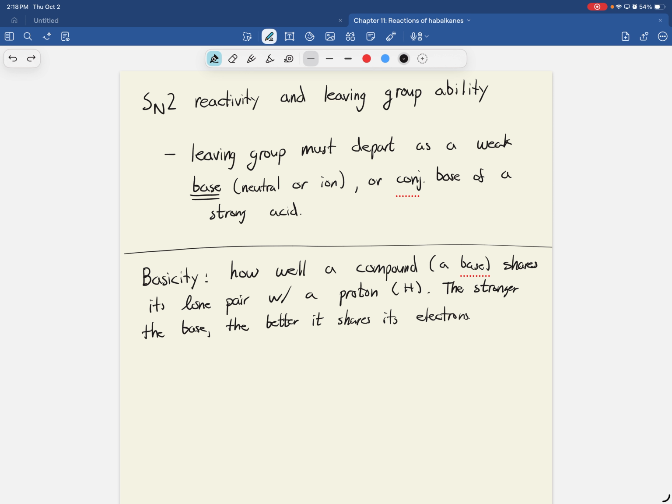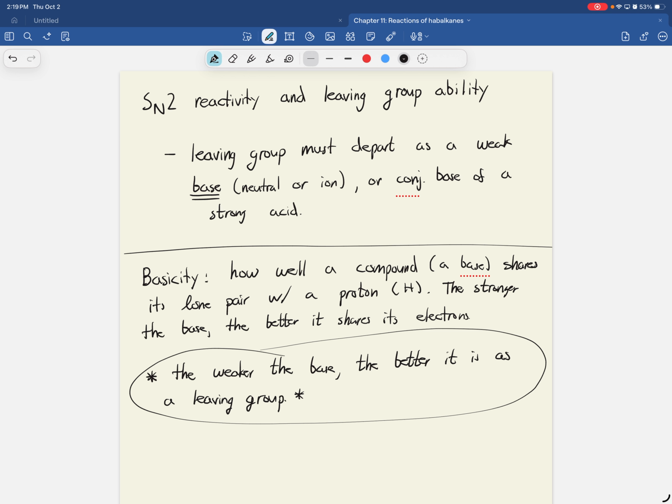All right. So let me go over here. Two phrases I want you to remember about basicity here. The weaker the base, the better it is as a leaving group. All right, so that's something we should remember. So let's just circle it, box it. I don't care. Just make sure you remember this correlation here.